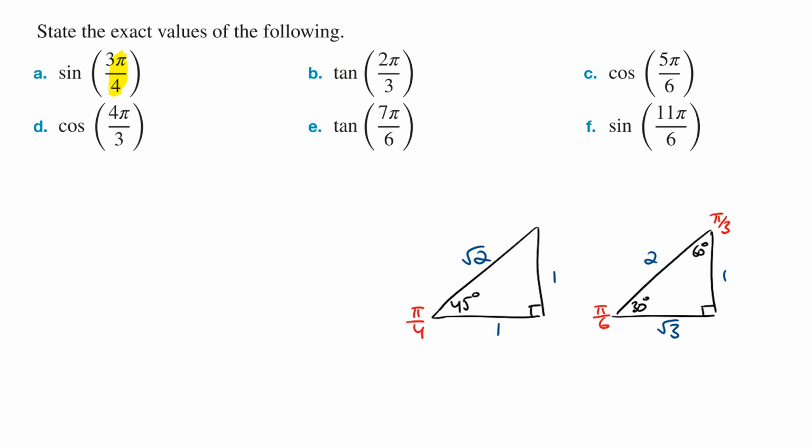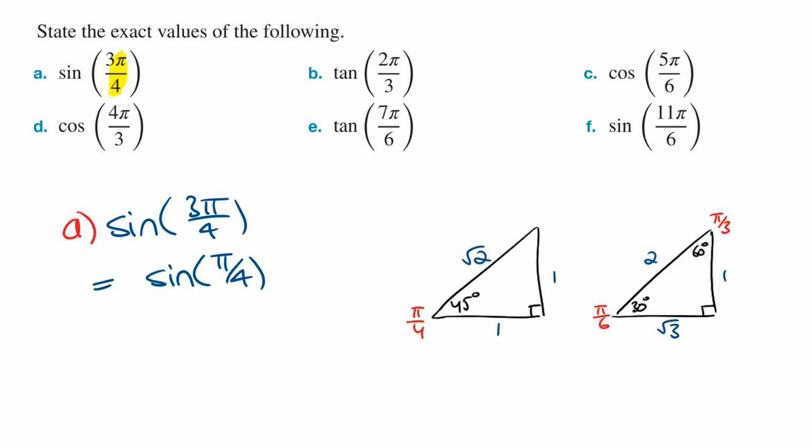Pi on 4 is the basic angle. And so the trick is to simply state that the sine of 3 pi on 4 is equal to the sine of the basic angle, which is pi on 4. The only thing now is we need to determine whether this is going to be a positive or a negative. To do this, we need to find which quadrant the angle 3 pi on 4 lies in.